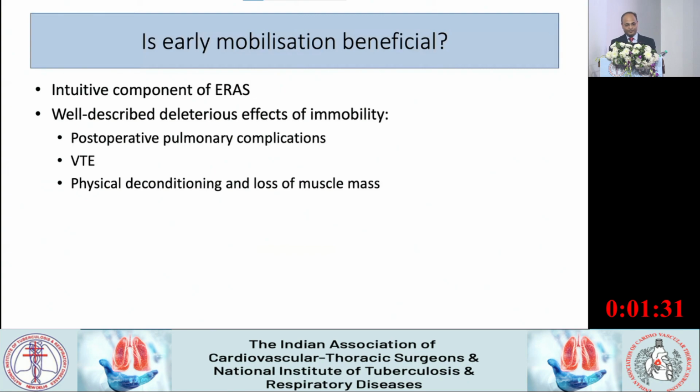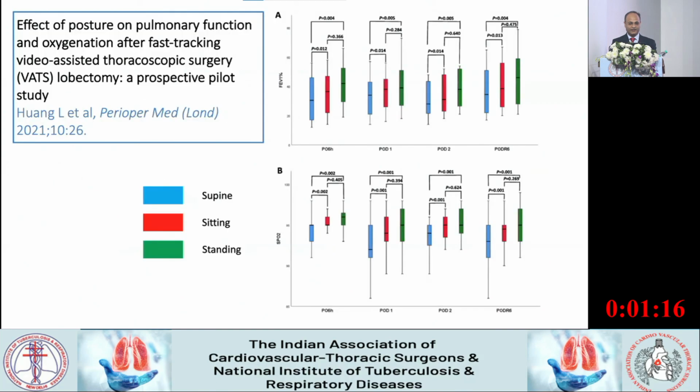Early mobilization is the intuitive component of ERAS. If you don't do that, there are higher post-operative pulmonary complications and a higher incidence of venous thromboembolism. There is physical deconditioning and loss of muscle mass if the patient is not ambulated early. This study suggested that there is a better FEV1 and better SpO2 once the patient is in a standing position.